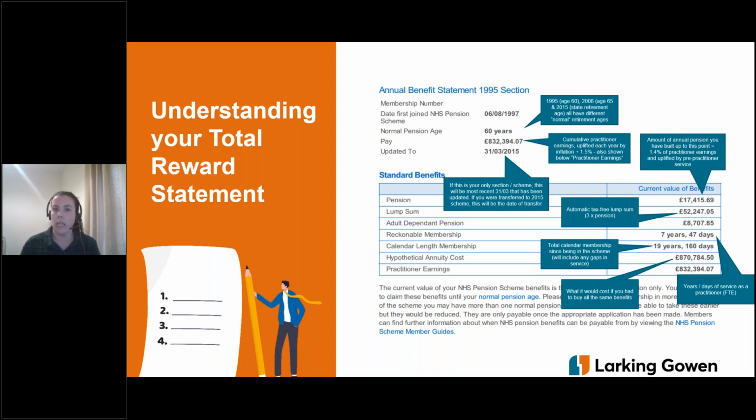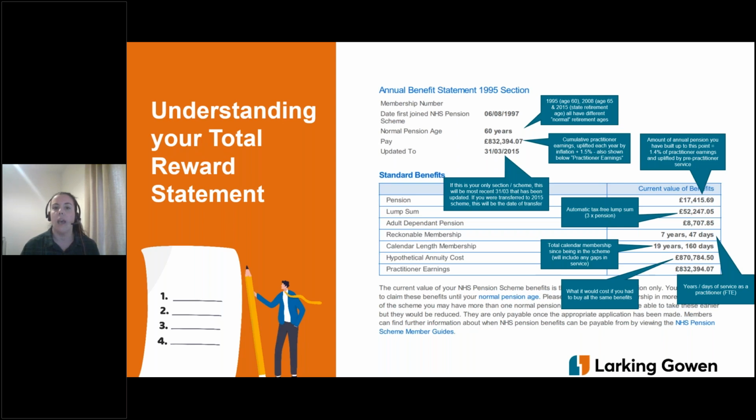So then moving down to the table, so the pension. So this is the annual pension you have built up. So this will be the 1.4% of the £832,394 plus the inflation, plus, sorry, that's already in there, but including the inflation, then uplifted by the pre-practitioner service that we spoke about earlier. This is a 95 pension, so they get 3 times their pension as a lump sum.